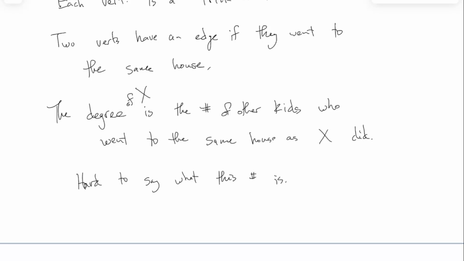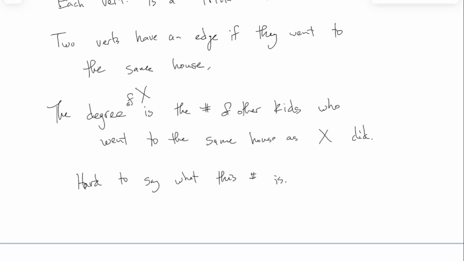It's not like one, right? It's probably more than that. It's the number of other kids who went to the same house as you did when you were trick-or-treating. It's probably like in the hundreds for a small town with a lot of kids walking around. There's probably a lot of that.